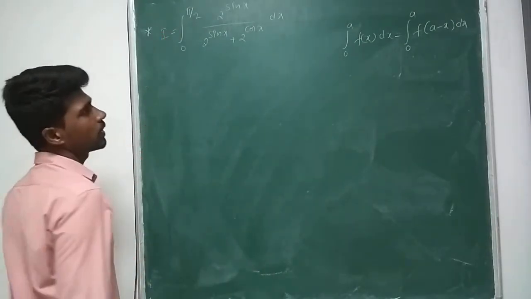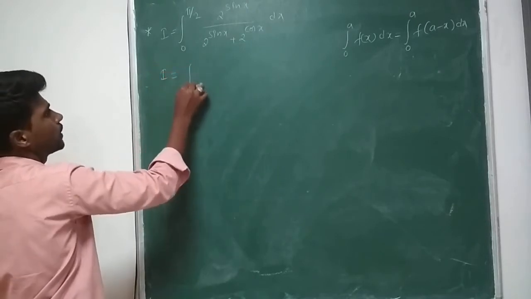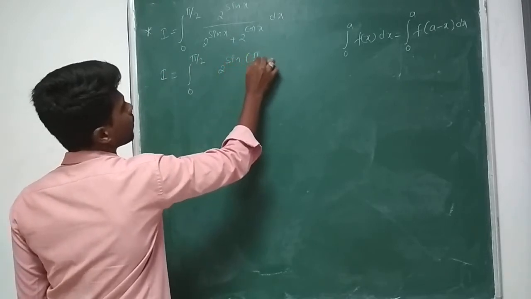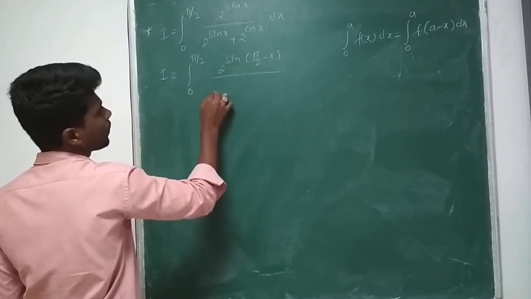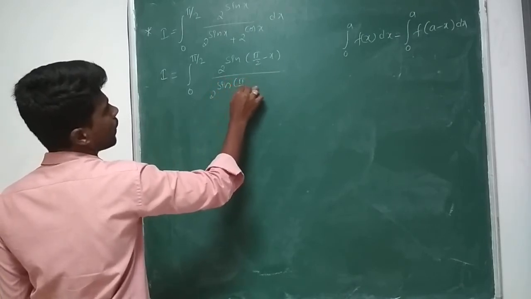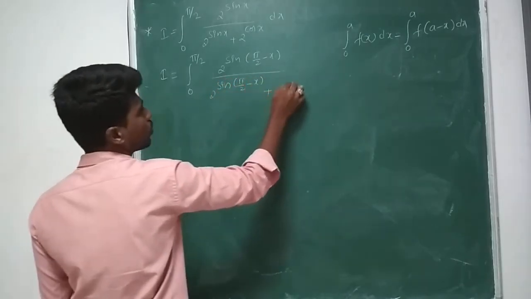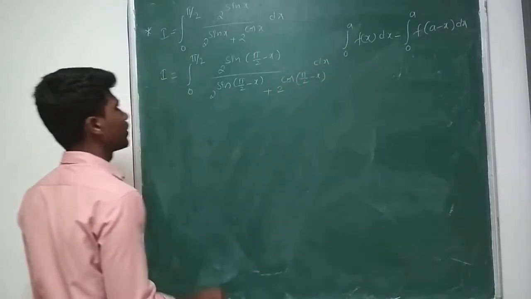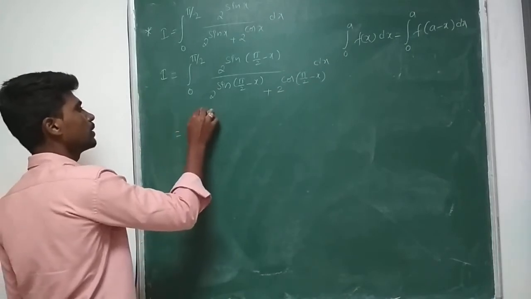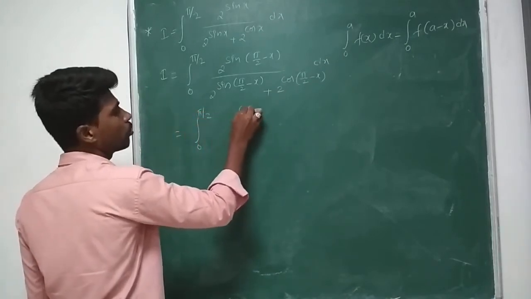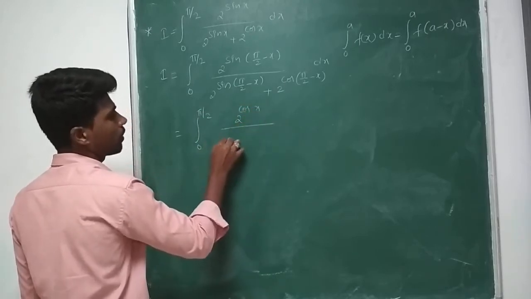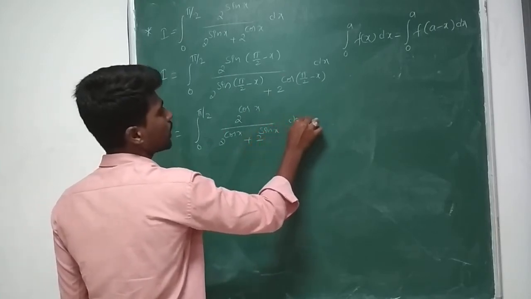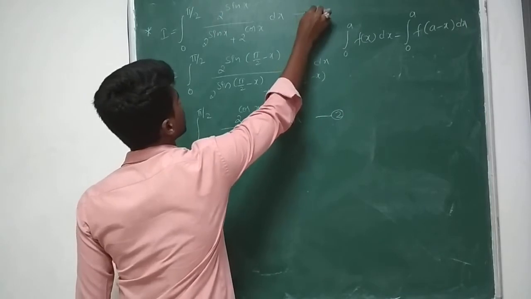So the given integral I can be reduced as integral 0 to pi by 2, 2 power sin of pi by 2 minus x by 2 power sin of pi by 2 minus x plus 2 power cos of pi by 2 minus x dx. Sin of 90 minus theta, pi by 2 minus theta, is cos theta. So I get in the numerator 2 power cos x by 2 power cos x plus 2 power sin x dx. Take this equation as 2 and the given equation as 1.